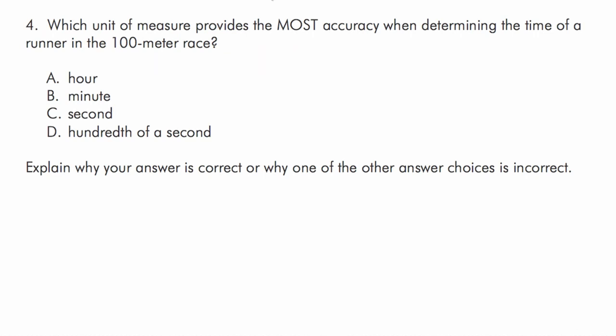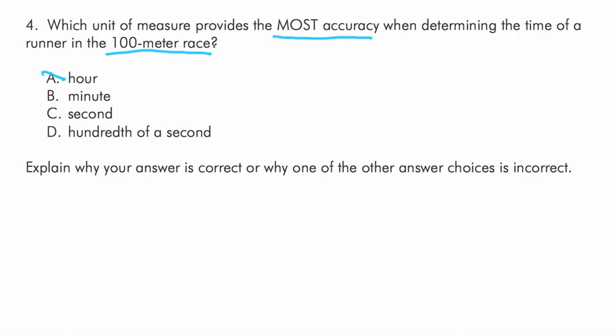Which unit of measure provides the most accuracy? So it's like most exact, most precise, when determining time of a runner in a 100-meter race. So this kind of connects to example problem, I think it was number 2. So this is a race. It's a short race. It's not very long. In 100 meters, you're probably going to get that done. Not an hour. Minutes for sure. So that might be the answer.